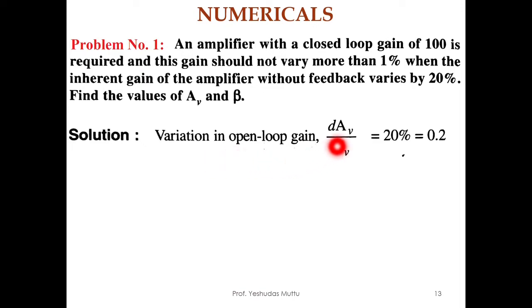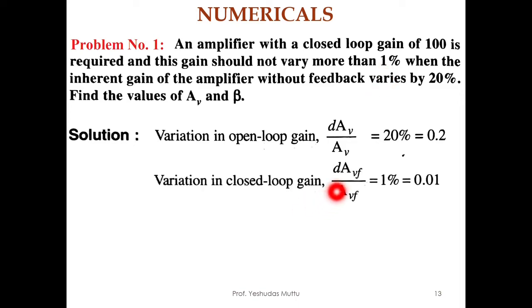Variation in the open loop gain, I told you all, without feedback the gain variation is 20%. What do you mean by variation? We had just seen some derivation. In that we had seen that dAV by AV, which means change in open loop gain, is given as 20%, so it is 0.2. Similarly 1% is given, dAVF upon AVF is equal to 1%.